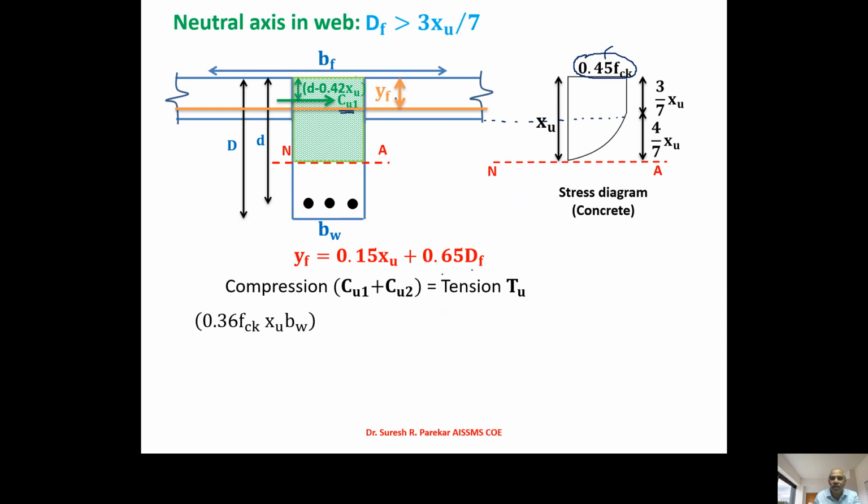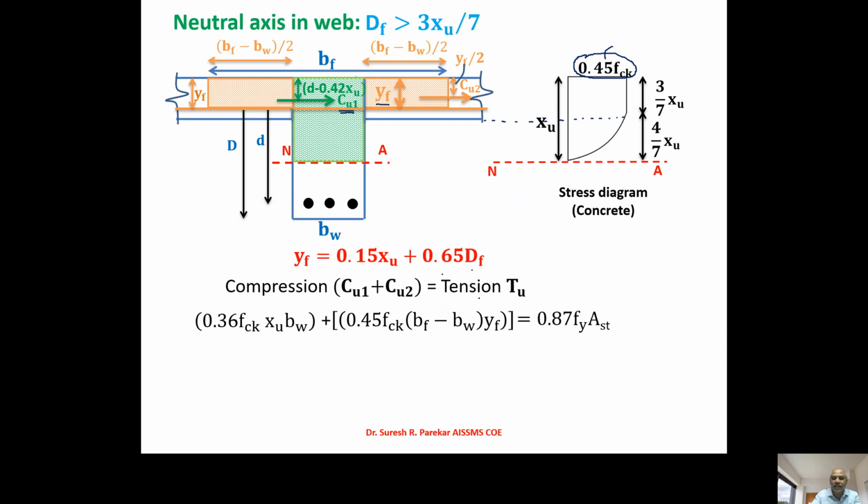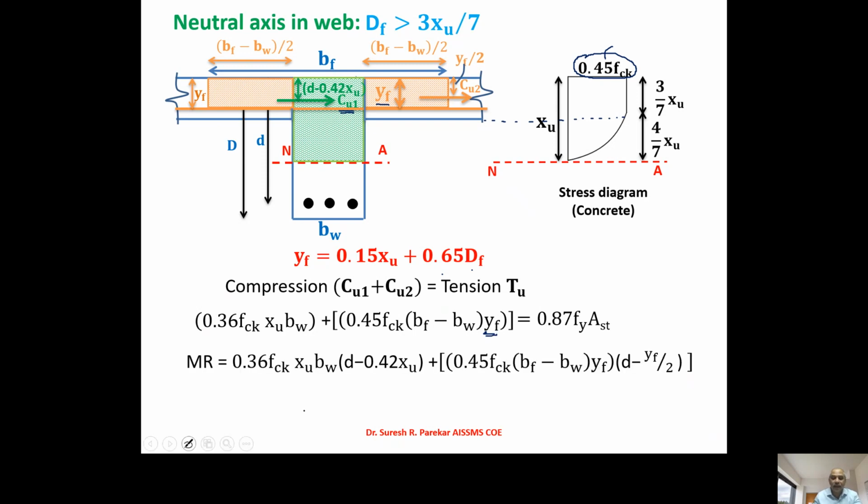Now we have the second part, CU2, with YF instead of DF as in the last case. You can see this, we have the same, no change: 0.45 FCK (BF minus BW) into YF, and that is equal to 0.87 FY AST. So we have only changed DF to YF. Other things we have as it is, no change is there.